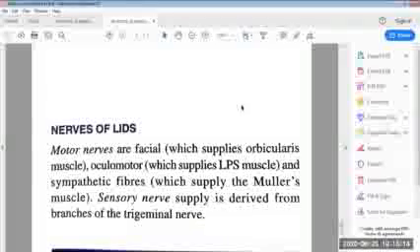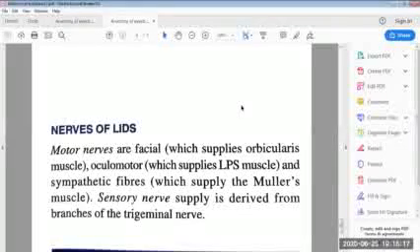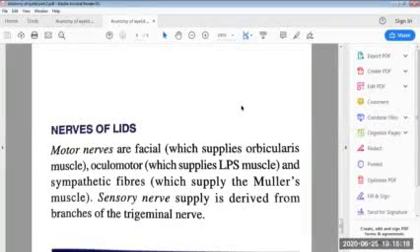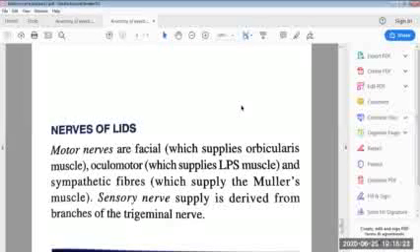We have already discussed the layers of eyelids, then the glands of eyelids, the blood supply, nerve supply, lymphatics, all these things have been discussed here. In next session, we will discuss the diseases of the eyelid.